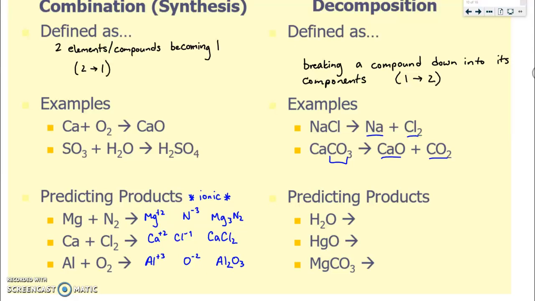So when you predict the products for these, you basically just separate them. So in water, the 2 components are H plus O, and then you just go back to your diatomics. And if they're diatomic, you add a 2. If they're not diatomic, you just leave them alone. So both of these are diatomic, so they would both require a 2. Please pause the video and try the other 2 examples there.